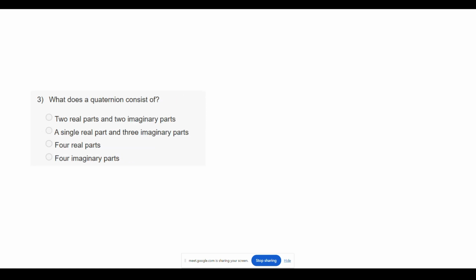What does a quaternion consist of? Two real parts, two imaginary parts, a single real part and three imaginary parts, four real parts, four imaginary parts. The answer is a single real part and three imaginary parts. Remember, A plus iB plus jC plus kD.